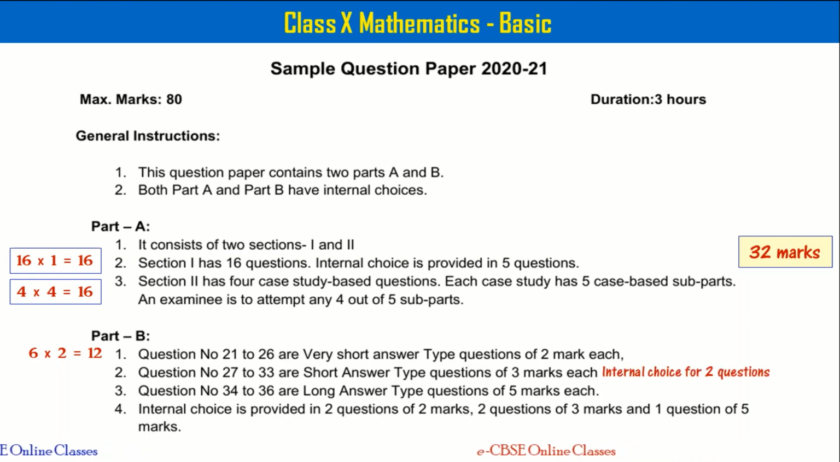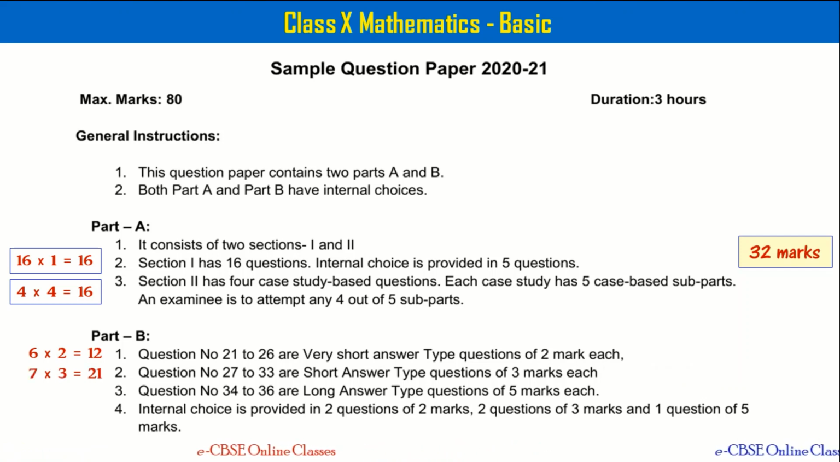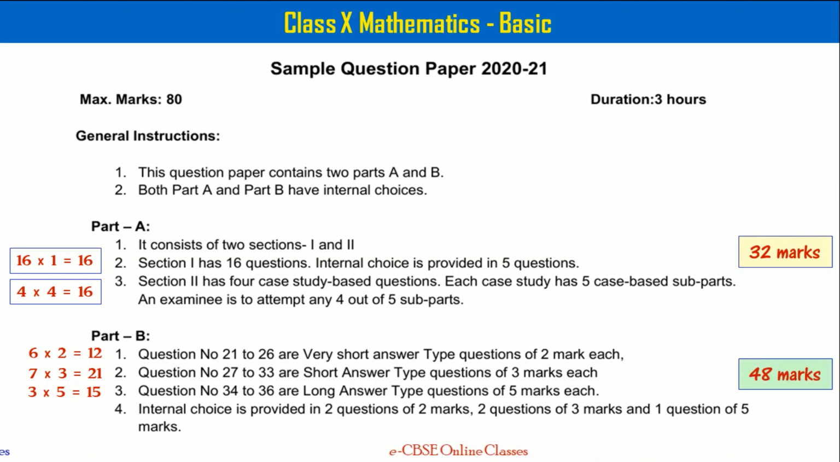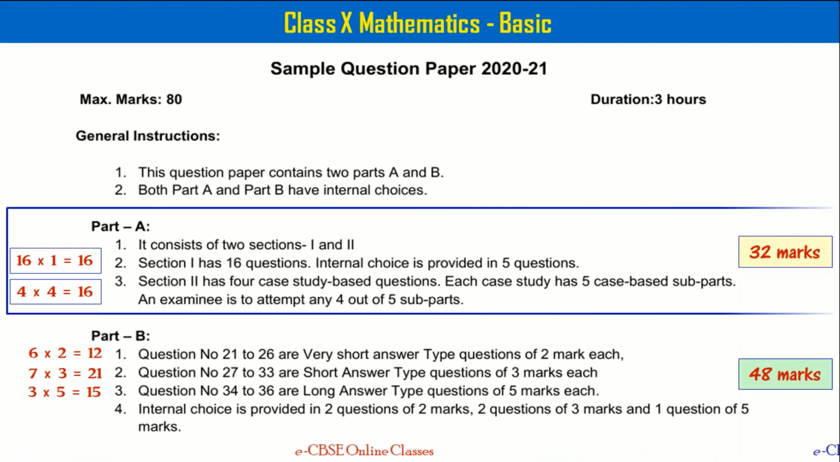And there are 7 short answer type questions, each carrying 3 marks. And there is internal choice for 2 of these questions. And the total score you make out of short answer type questions is 7 times 3, that is equal to 21. And there are 3 long answer type questions, each carrying 5 marks. And there is internal choice for one of the questions. And the marks you can score are 3 times 5, that is equal to 15. So the total score you can get out of part B is 48 marks. In this video, we will be discussing questions from part A.